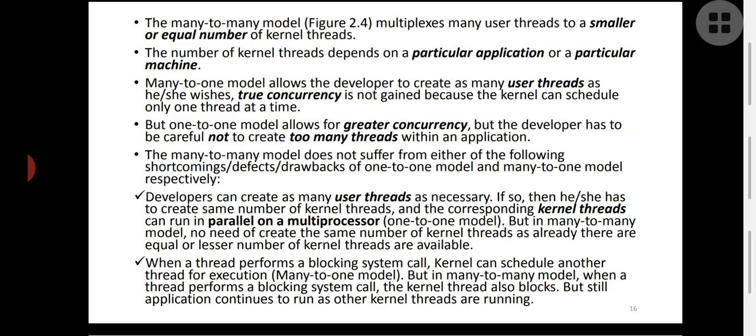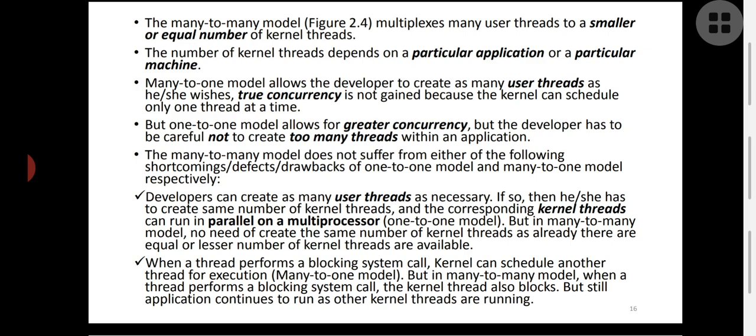First, in the one-to-one model, developers can create as many user threads as necessary. If they create many user threads, then the same number of kernel threads also has to be created, and those kernel threads can run in parallel on a multiprocessor. But in the many-to-many model, there is no need to create the same number of kernel threads, because equal or lesser number of kernel threads are already available.